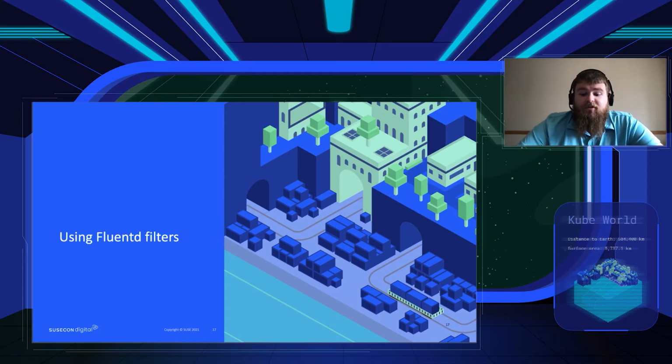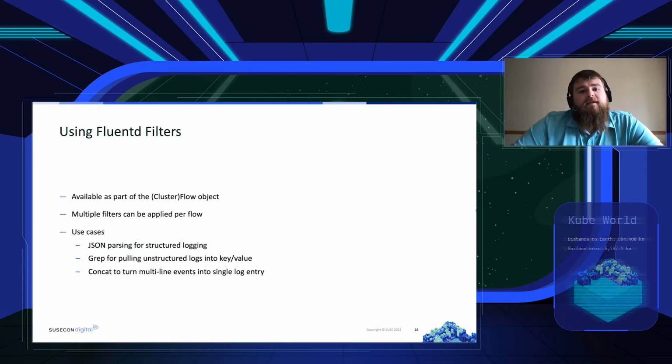Using Fluentd filters. With the Bonsai Cloud Logging Operator, we now have the ability to define Fluentd filters on flow resources. This allows us to transform our log entries as they pass through the log stream, make adjustments to individual log entries before they end up at an aggregation endpoint. Multiple filters can be applied per flow, so you can set up a chain of filters that will apply to each log entry that comes through.